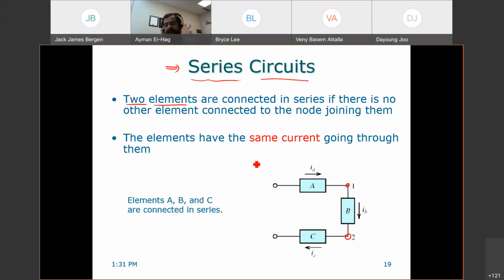Another way to look at it: see this current IA, IB, and IC. This current is a flow of electrons. So this current is exactly the same as this current. It does not split. At this connection there are no other elements where the current would split between two different paths. It's just the same path. So the current IA is the same as IB, which is the same as IC. So these are the two criteria you can use. You can use one of them, but I prefer the first one because it really gives you an easy way to tell if these elements are connected in series.